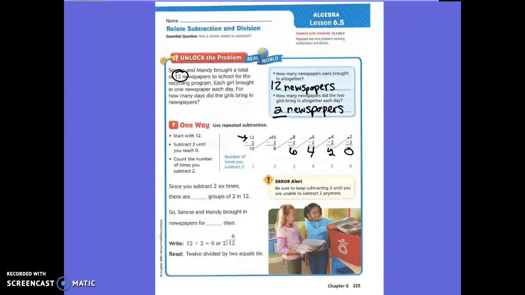Now, how many times did we subtract, guys? 6 times. So, since you subtracted 2 6 times, there are how many groups of 2 in 12? There are 6 groups of 2 in 12. So Serena and Andy brought in newspapers for how many days? 6. Now you can write this division problem they're showing you right here.